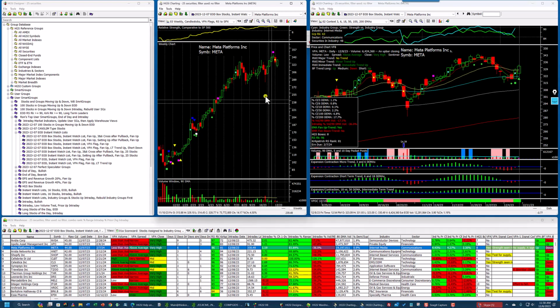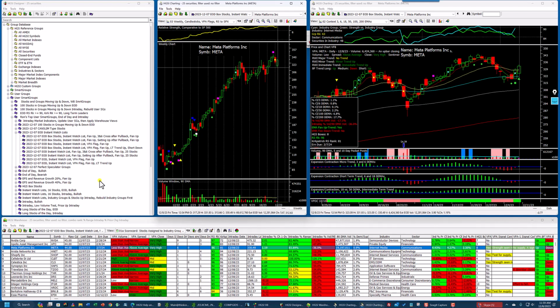Now looking at the weekly chart, it broke past resistance here, failed, had an effort to fall, and it gapped clear down to here this week, and now it's trying to reverse itself.